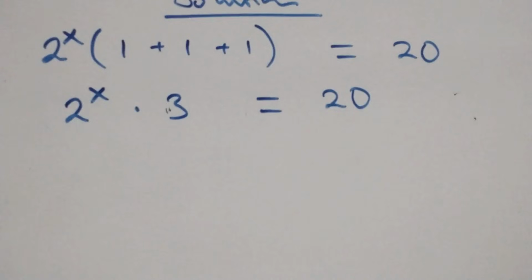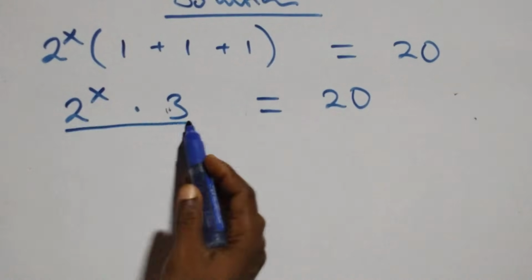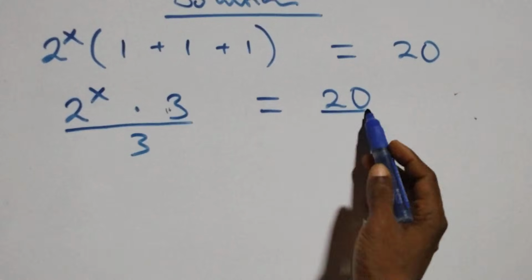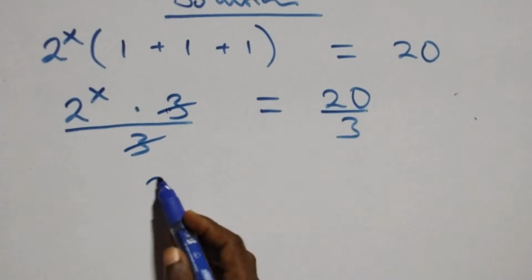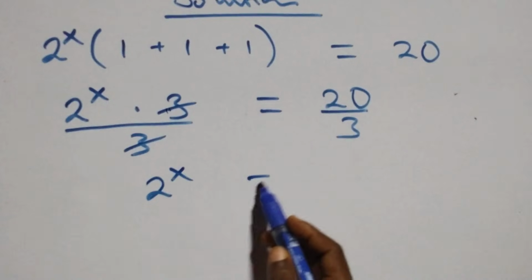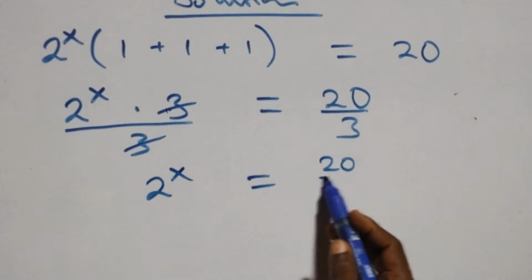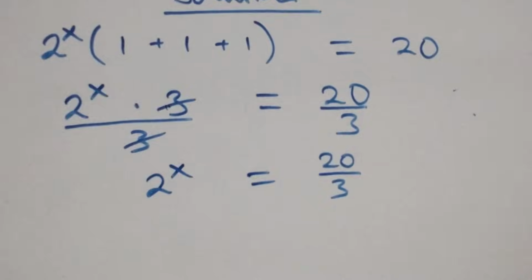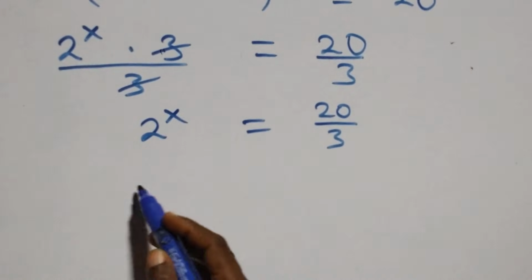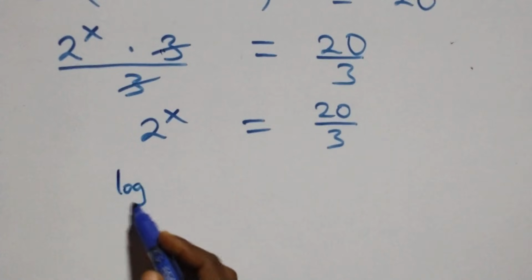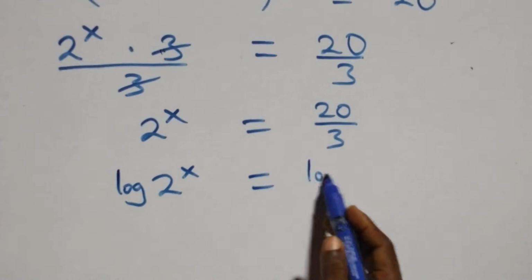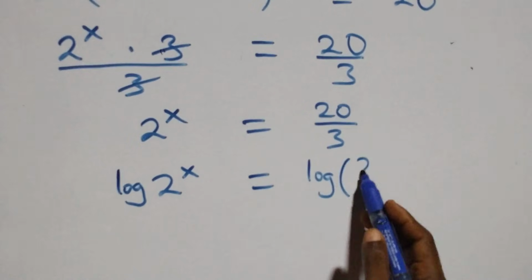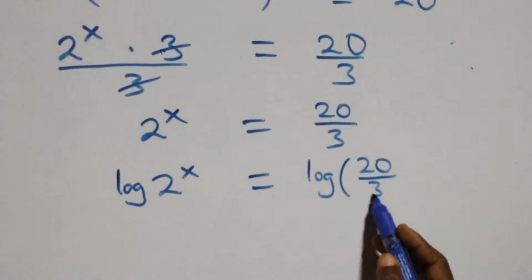Next step here, divide both sides by 3. That is, divide this side by 3, also divide this side by 3. Here, the 3s cancel each other. We have 2 raised to power x equals 20 over 3. The next step, we take the log on both sides. Here, we have log 2 raised to power x equals log 20 over 3.